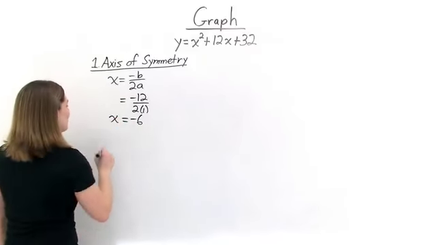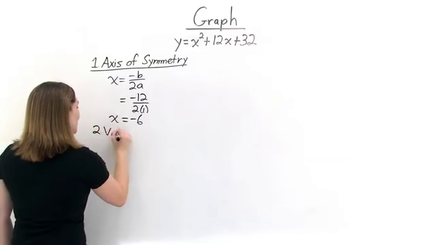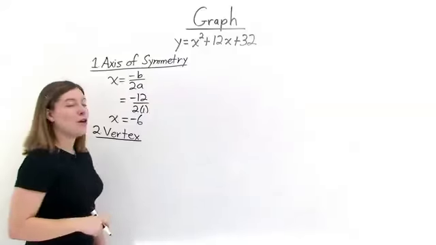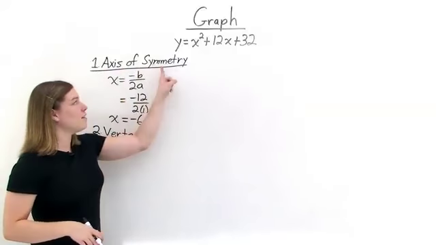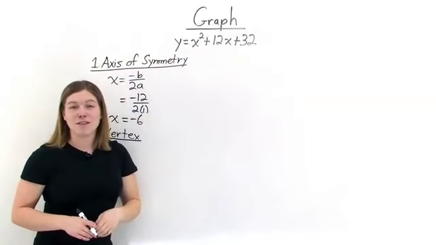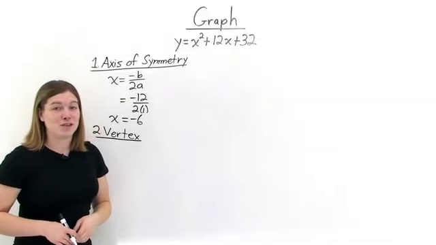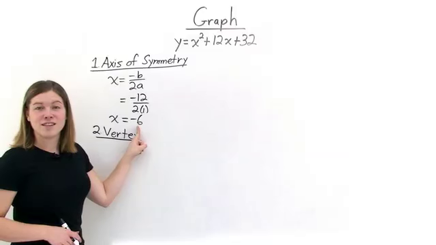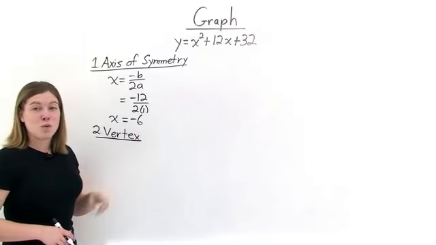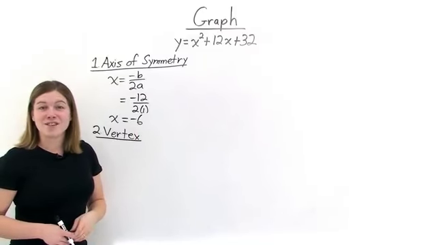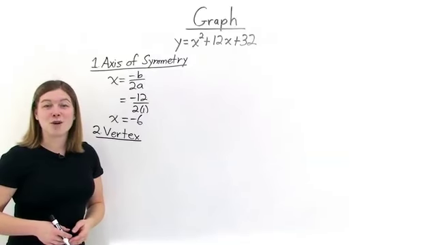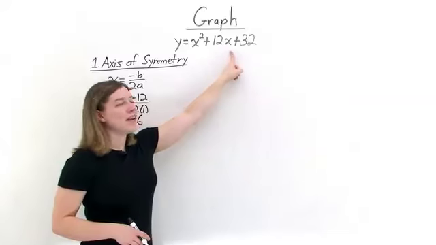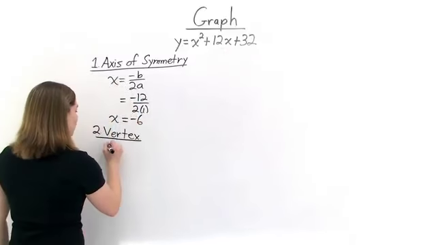Now that we know the axis of symmetry, let's try to find our vertex. The vertex is the point that's located at the intersection of the axis of symmetry and our parabola. And since it lies on the axis of symmetry, it shares the same x value of negative 6. So that means the x-coordinate for our vertex is negative 6. We just need to find the y-coordinate.